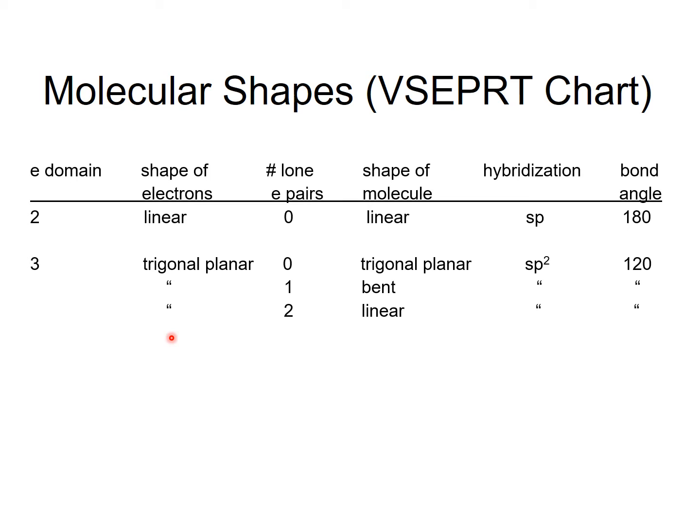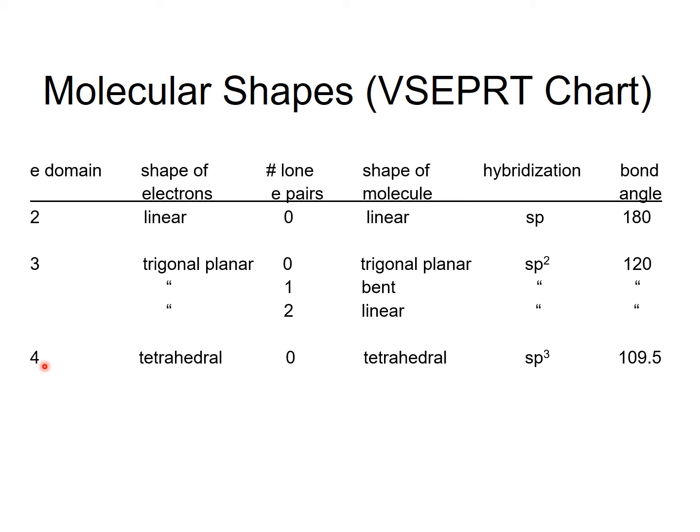If you have three electron domains, the shape of the electrons is trigonal planar, but you have two lone pairs. That means that two legs of your triangle are invisible, so it's just going to look linear. Same hybridization, sp2, bond angle still 120. Well, obviously, if you only have two atoms, then you can't really see the 120-degree angle. It would look linear, so it just would be 180 degrees.